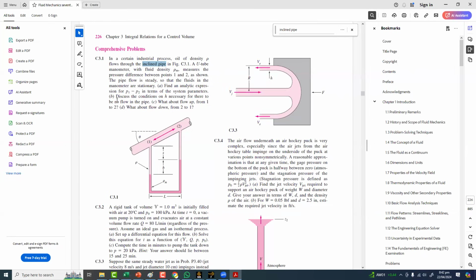Discuss the condition of the H necessary for there to be no flow in the pipe. And what about the flow up from point 1 to 2? Okay. What about the flow down from 2 to 1?